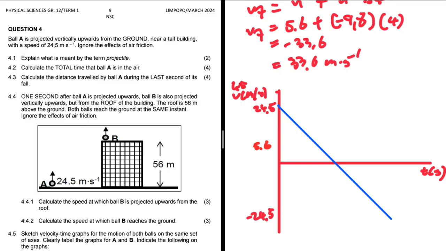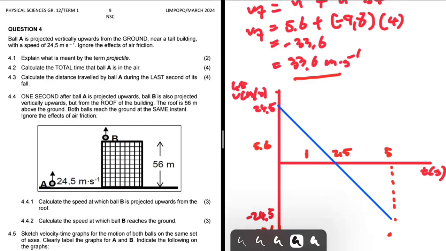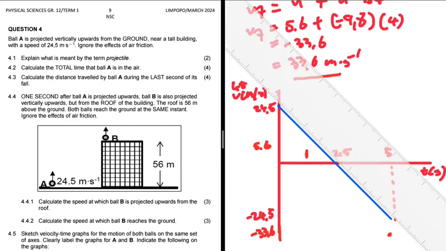And then clearly it strikes the ground with a velocity of 33.6. So minus 33.6 has to be somewhere here, right? So it strikes the ground there. Okay, but it is only projected 1 second later. So let's say this is 2.5. Obviously this is 5. So 1 has to be somewhere here. So that's where the graph of our object B has to start.